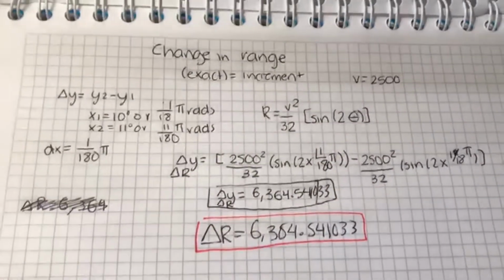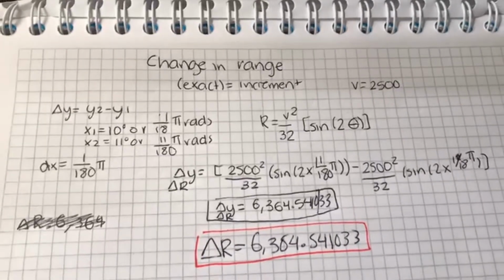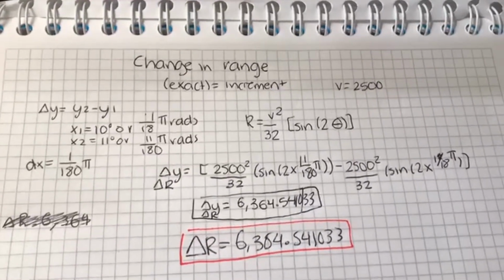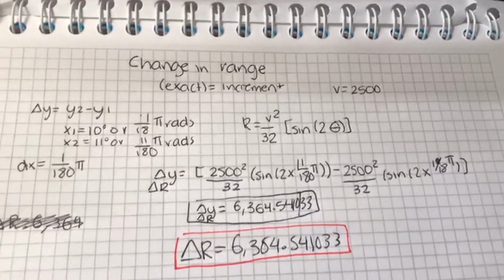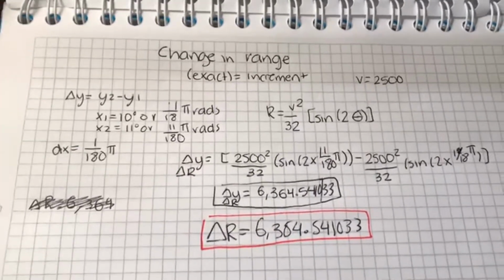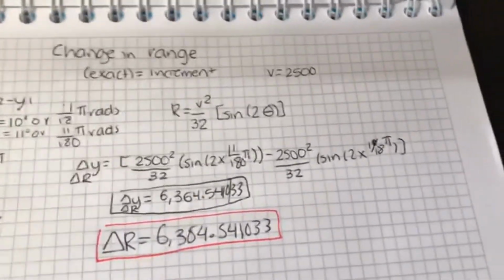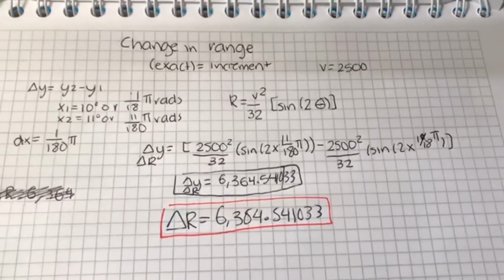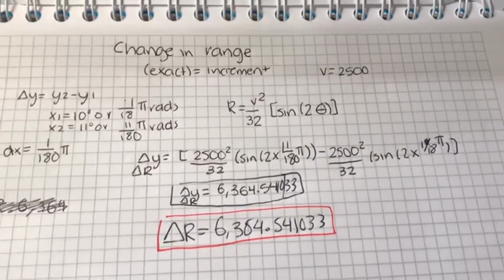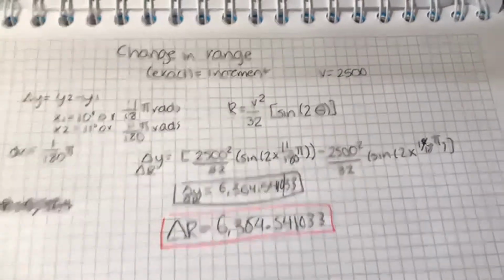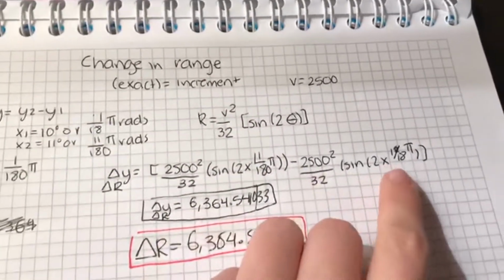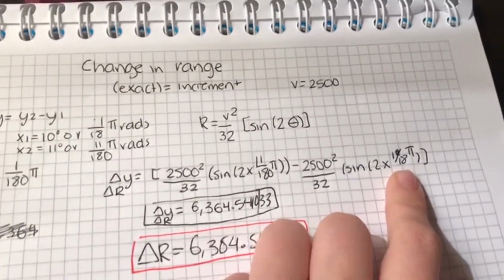So the first thing we need to do is change the angles in degrees to radians, because we have a trigonometric function with a theta in the equation. After doing this, we input the values from the formula. So we input first the x2 value, which is 11 over 180 pi rads here, and then the second, which is 1 over 18 pi rads.